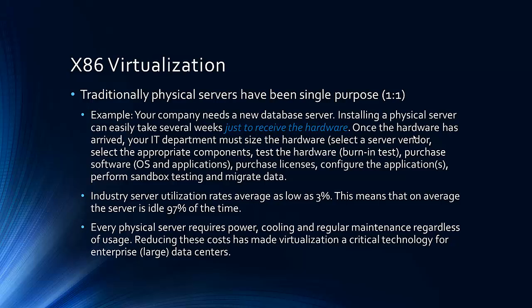Let's say that your company needs to add a new database server. The new database server would be single-purpose hardware. That's where you see the 1-to-1. That means the ratio of hardware to applications was 1-to-1. An email server would just be an email server. A database server would just be a database server. A file and print server would be just a file and print server. There was no cross-pollination, if you will. A single server performed, for the most part, a single function.